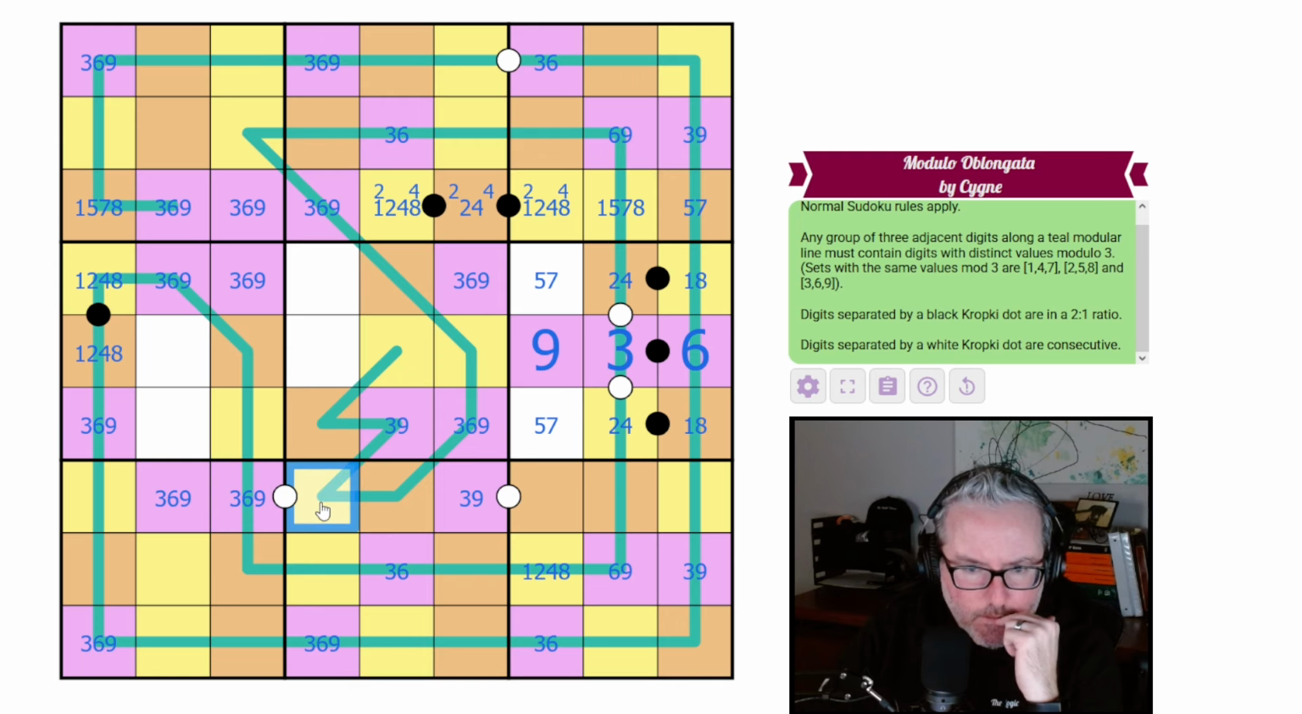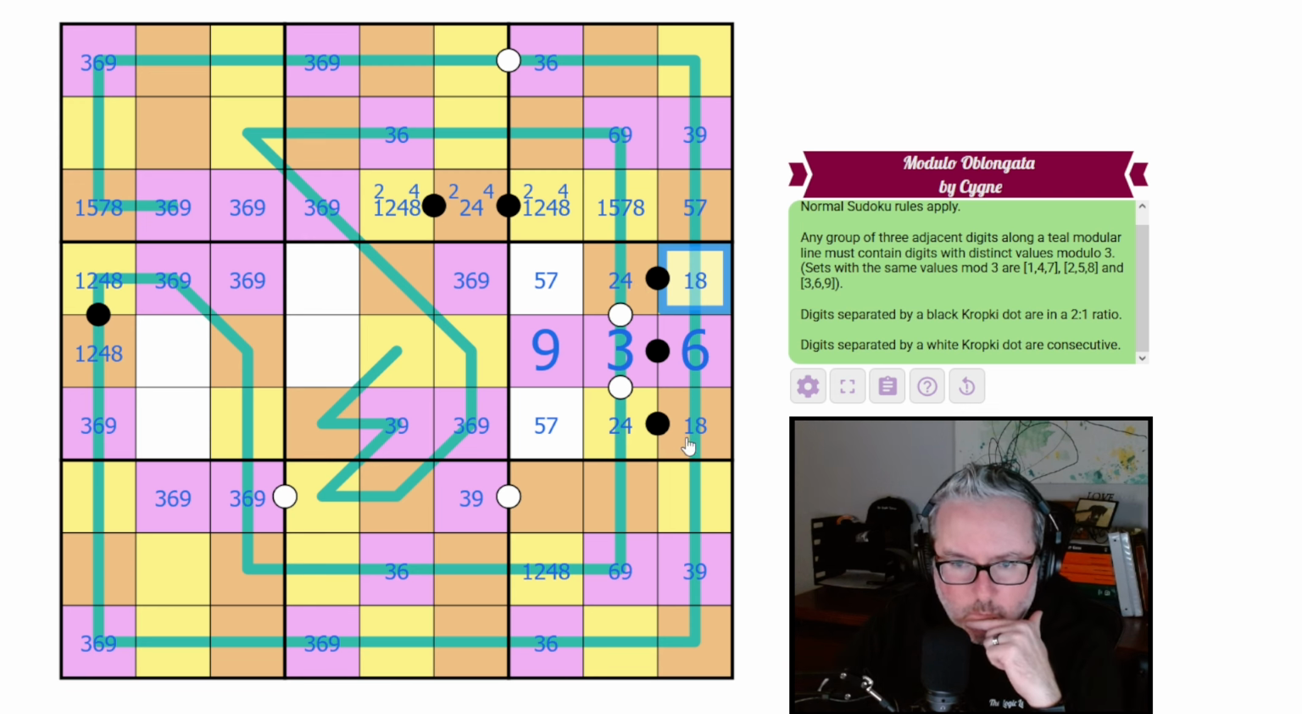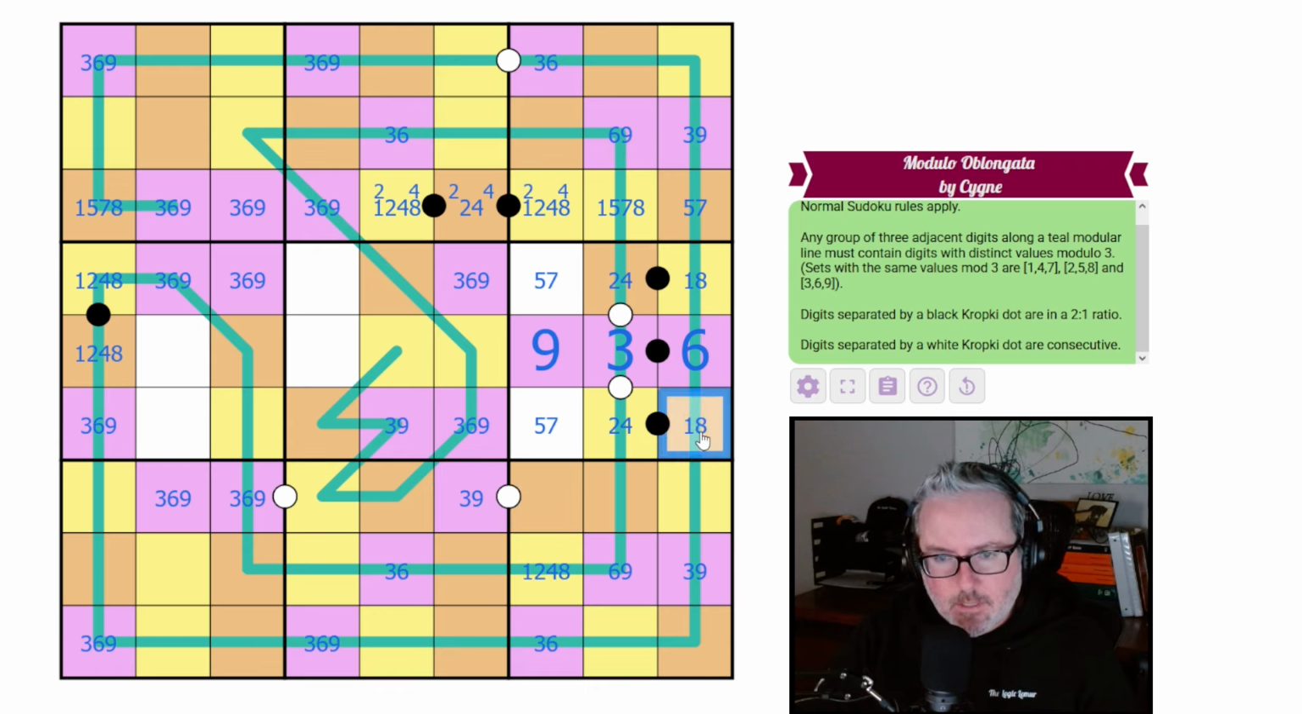If that was 8. Let's say this was a 9, 8. That means this is also an 8. Because these would be from the 2, 5, 8s. This would be the 4, this would be the 2, this would be the 1. The opposite would be true if this was the 9, and this was the 8. This would be the 8 and the 2, and the 1 and the 4.